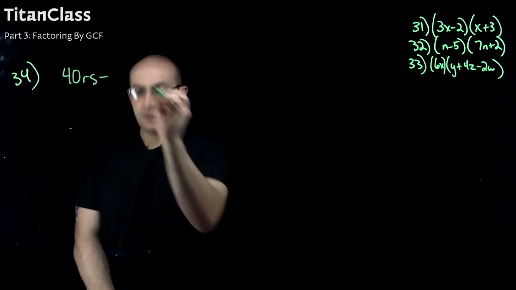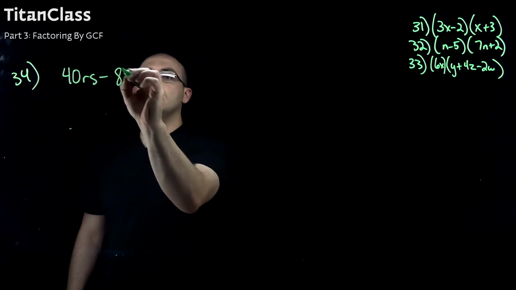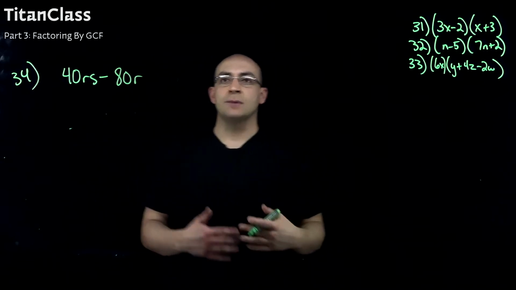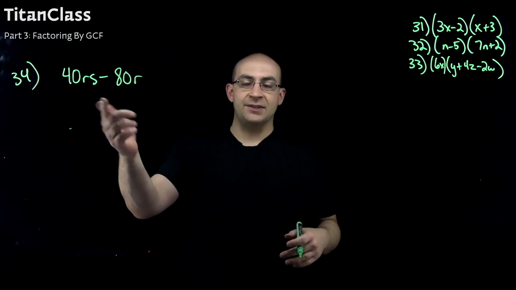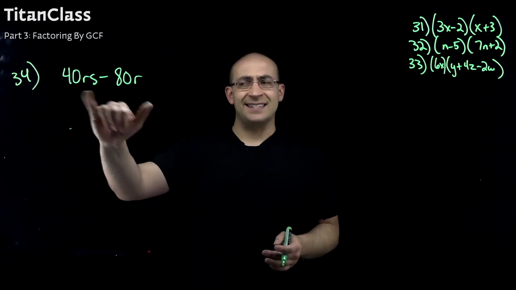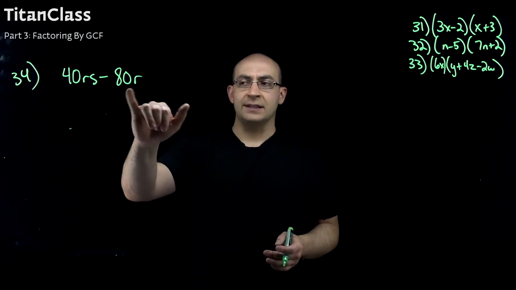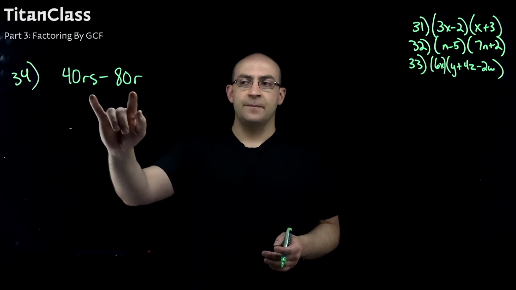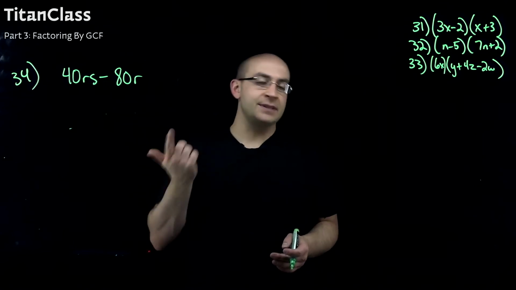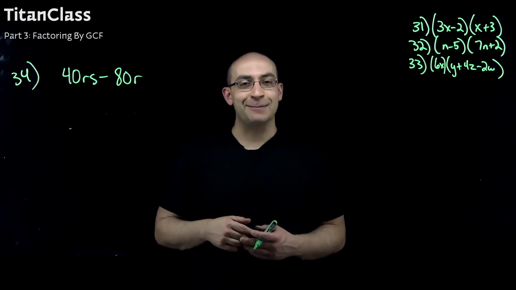40RS minus 80R. Now, sidebar, remember a couple things about combining like terms. I am not able to subtract these two things. Clearly, I could have done 40 minus 80, but there's an RS attached to the 40, and there's an R attached to the 80. They are not like terms. For these to have been like terms, there would have had to have been an S there, but there's not. So we're going to forget that conversation ever happened.